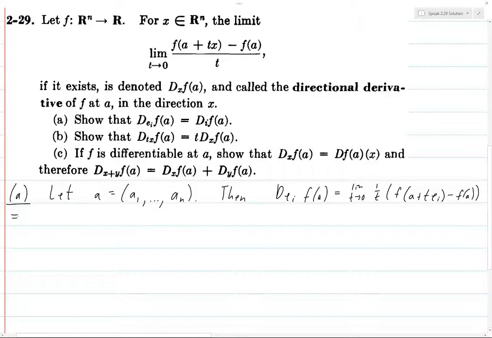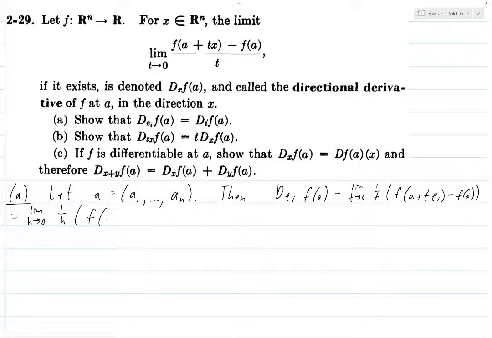So this is the same as, I'm going to switch from t to h so that it looks like the limit that we usually use for this. So we're going to have 1 over h, and now f of a plus t times e_i. So t times e_i is going to be a vector which is 0 for almost all of the coordinates, but the ith coordinate is going to be t. And so if you replace it with h, then the ith coordinate is going to be h.